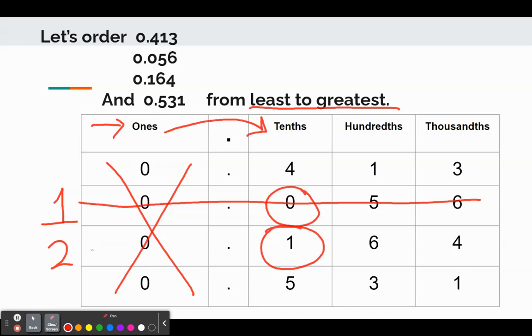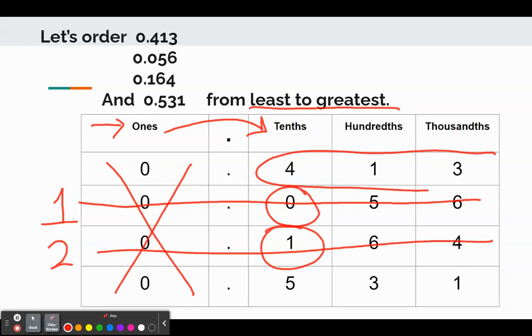Okay, so we're done with that number. And now let's compare 4 tenths with 5 tenths. So 4 is less than 5. So 413 thousandths would be our third smallest number. And then our largest number is going to be 531 thousandths.